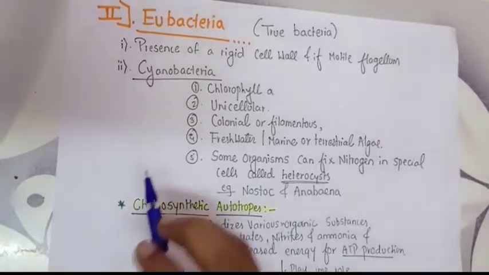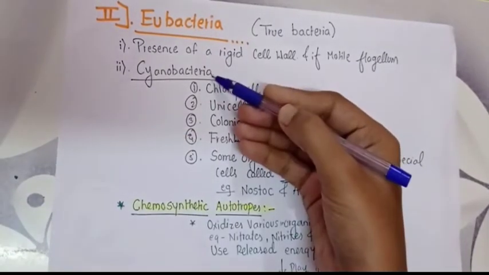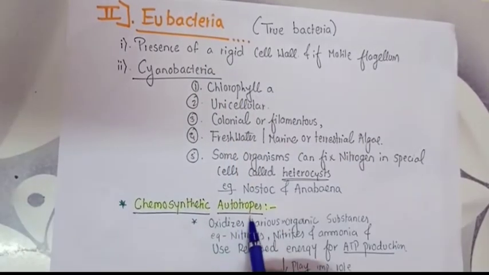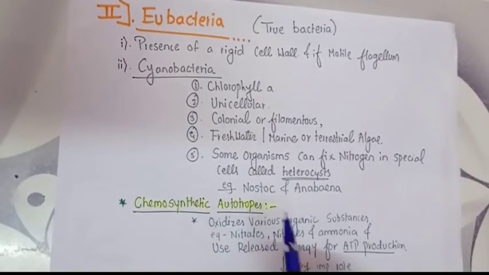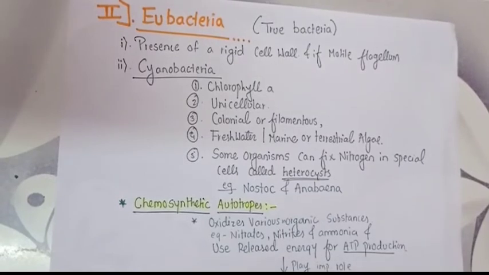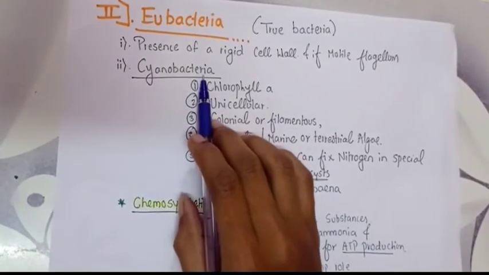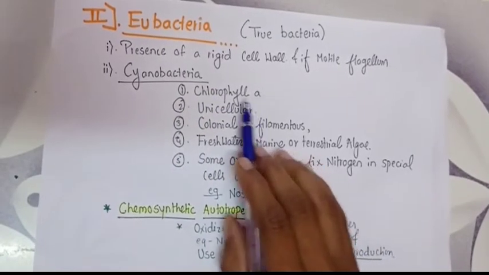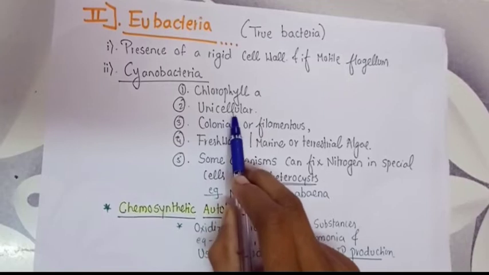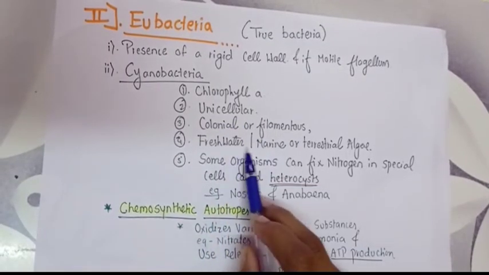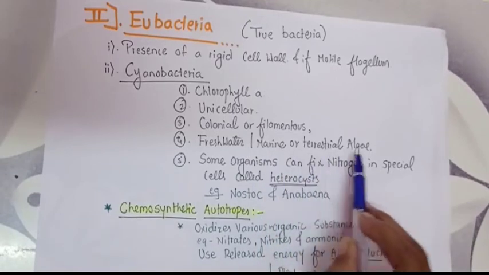Now, second point is about cyanobacteria, which are photosynthetic. Then chemosynthetic autotrophs, and third one will be the heterotrophic bacteria. In this way we can classify and study them. Now, cyanobacteria: first point is that chlorophyll a is there, therefore it is photosynthetic. It is unicellular, colonial or filamentous, freshwater or marine or terrestrial algae.